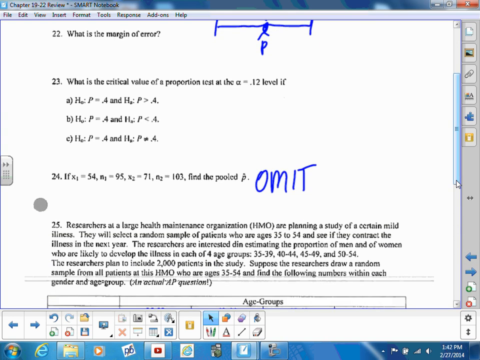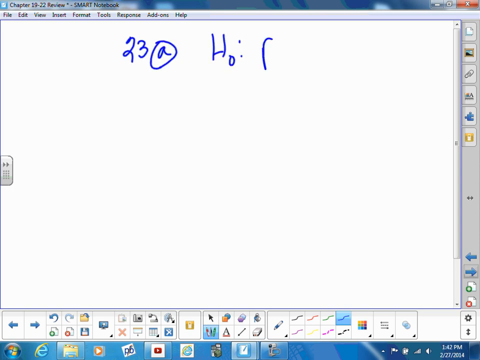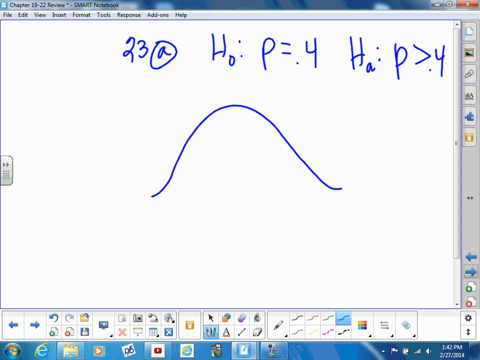The next part, number 23, is asking you what the critical values are. Those are those z-scores at this particular alpha. So here we go. Number 23A. I'm going to do these on three separate sketches. 23A. The null hypothesis is that the proportion is 0.4, and the alternative is that the proportion is greater than 0.4. So what kind of tail is number 23A? One tail. Which, upper tail?